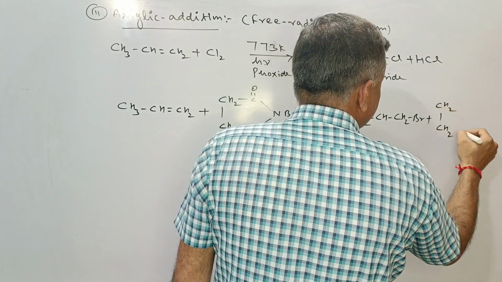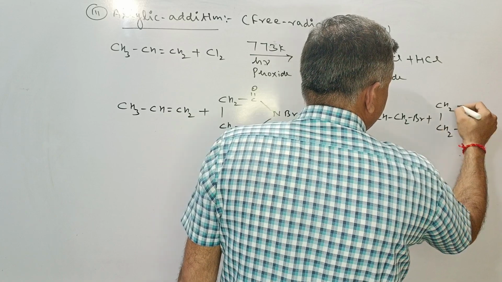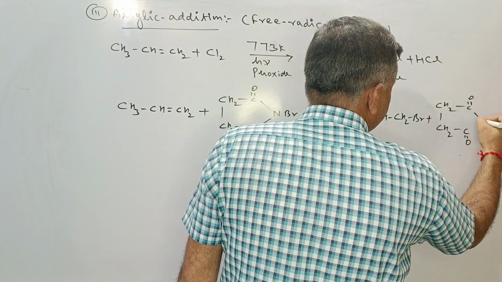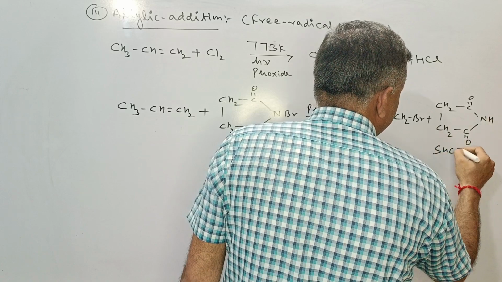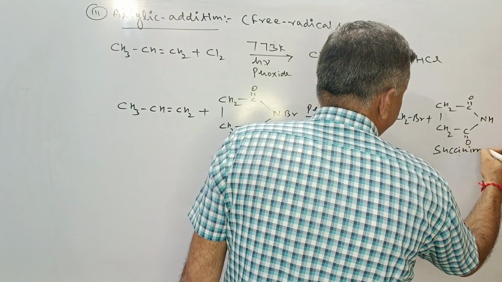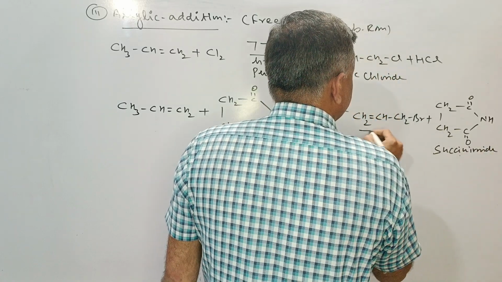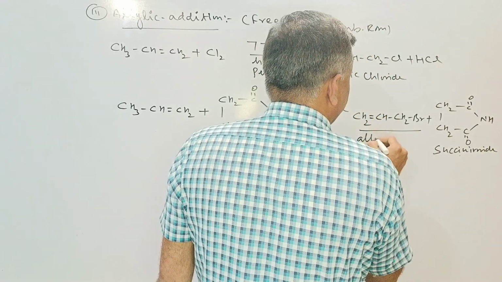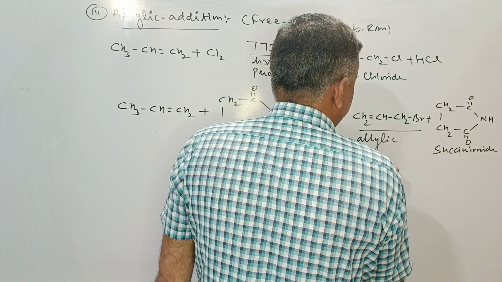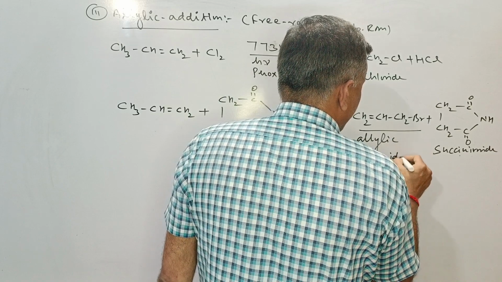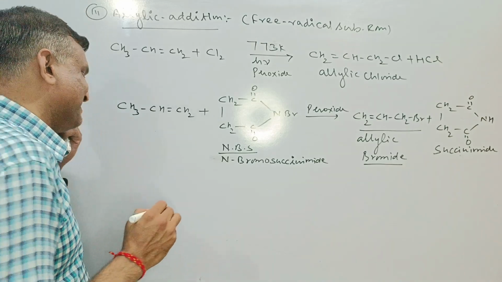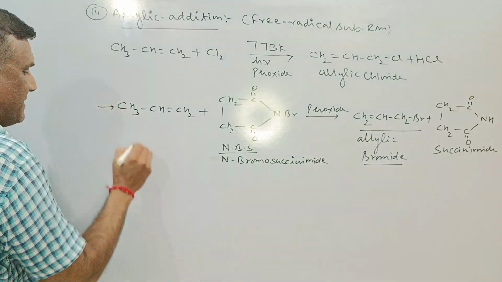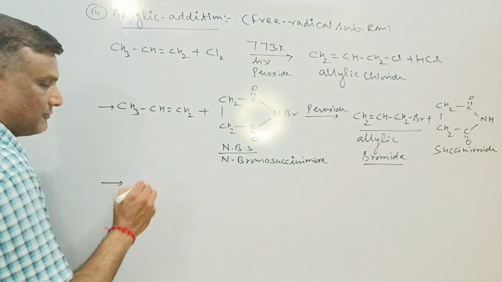The rest forms succinimide, CH2-CH2 with two C=O and N-H. This is succinimide, and this is the allylic bromide. Allylic halides can also be prepared by using sulfuryl chloride.